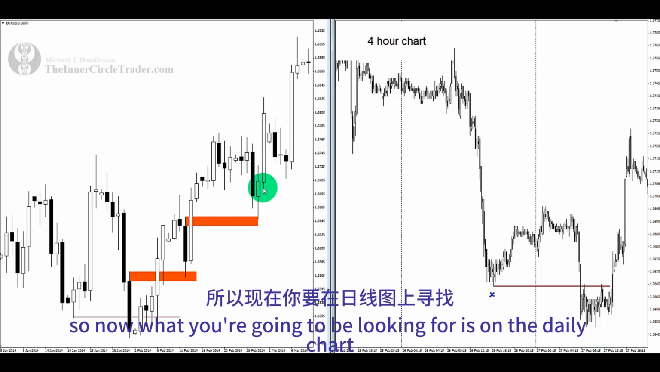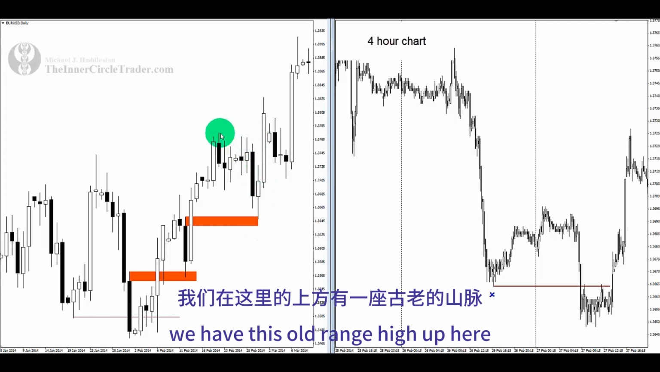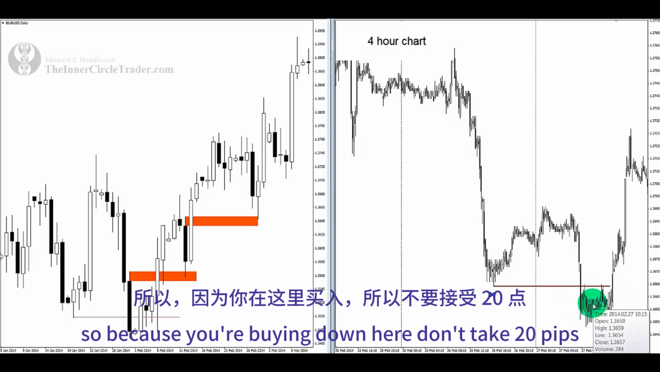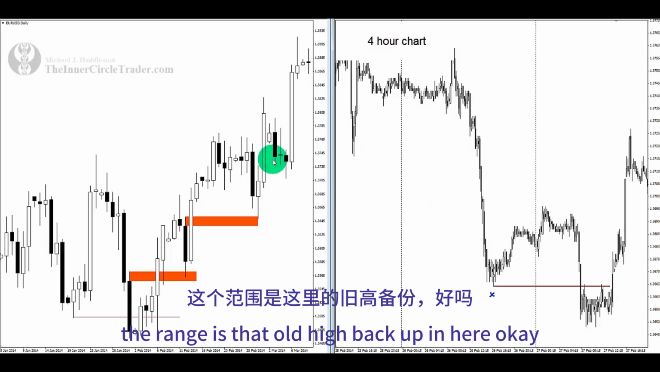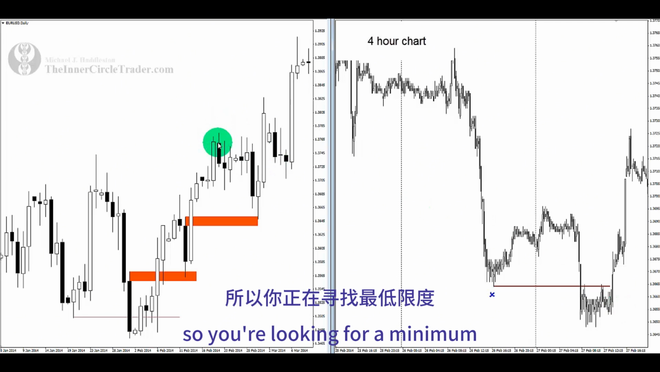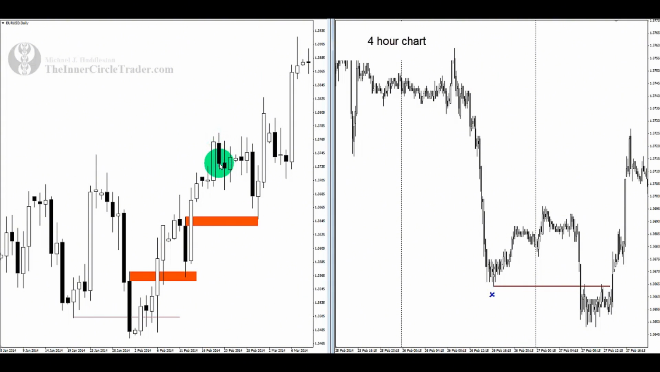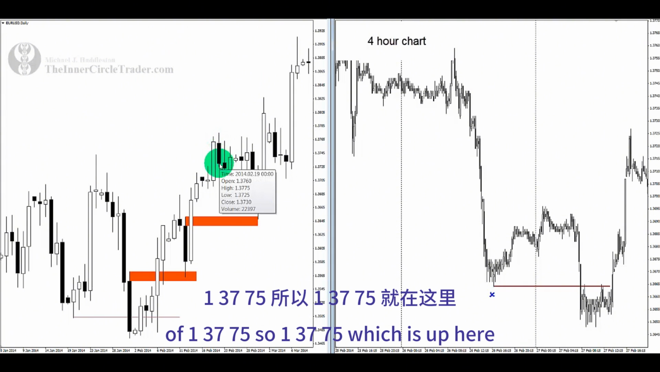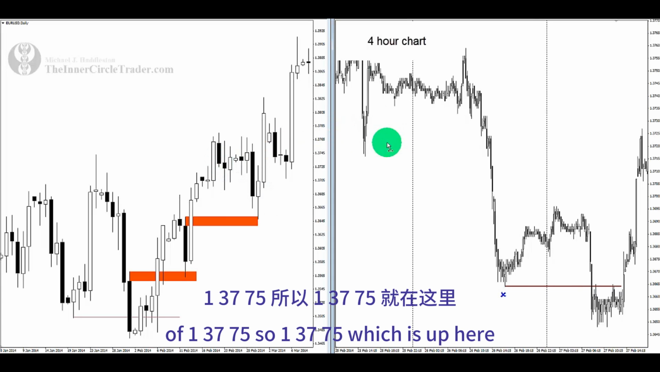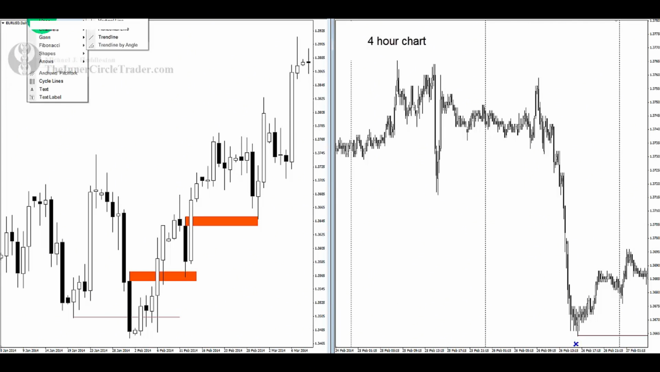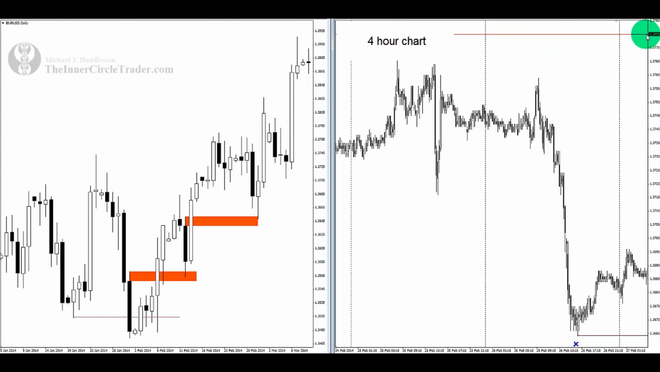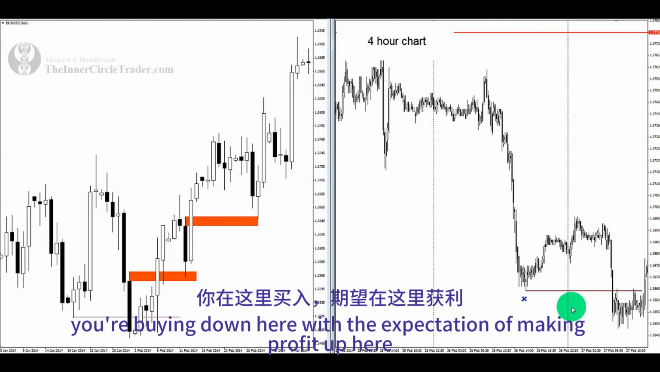Okay. So now what you're going to be looking for is on the daily chart, we have this old range high up here. So because you're buying down here, don't take 20 pips. Don't take 100 pips. You want to look at where the range is. The range is that old high back up in here. So you're looking for a minimum of 137.75, which is up here. So you're buying down here with the expectation of making profit up here.